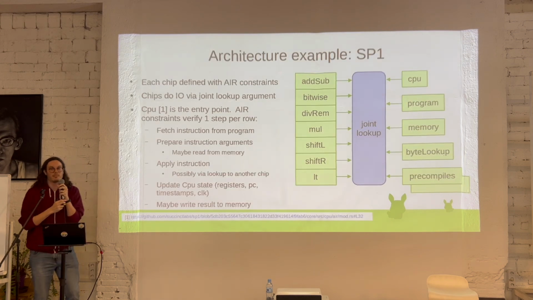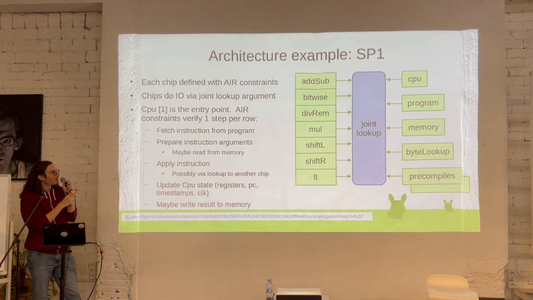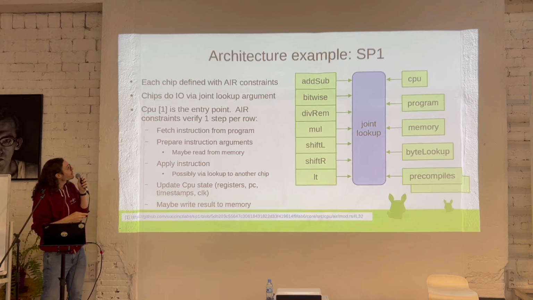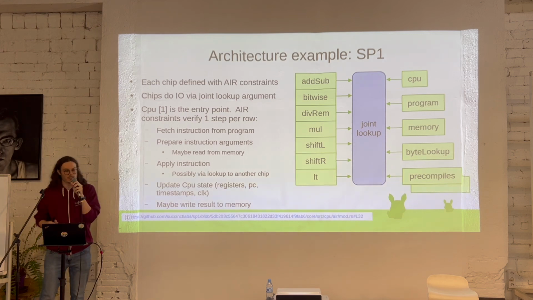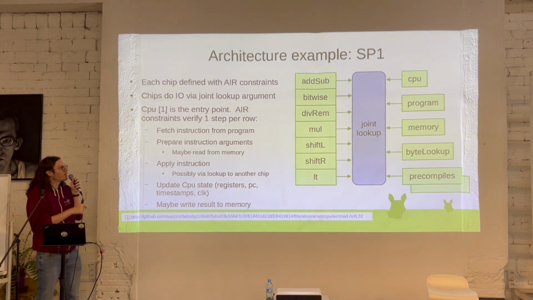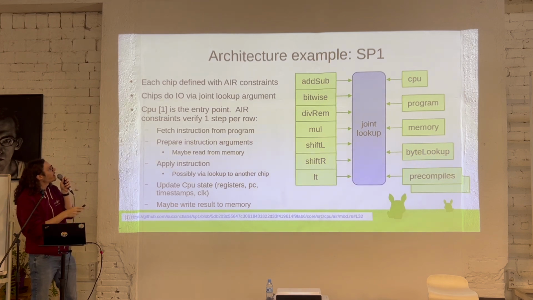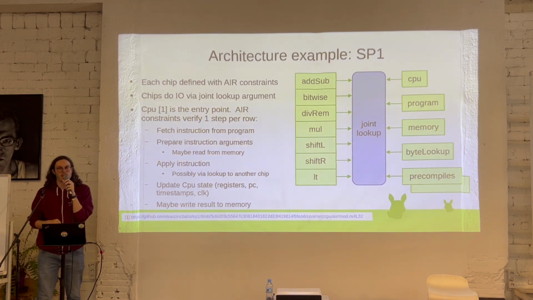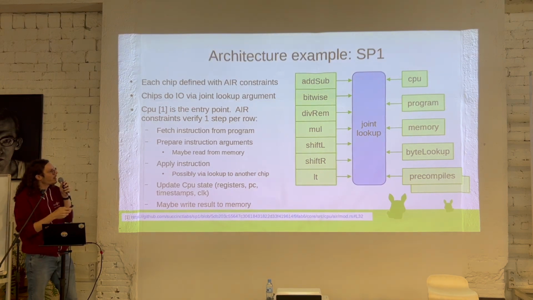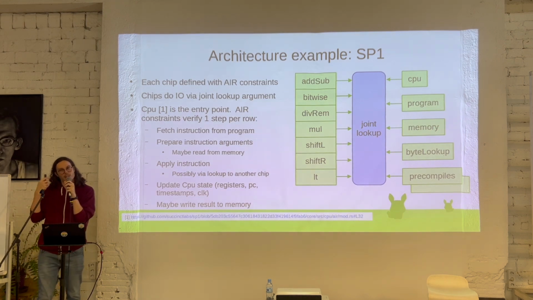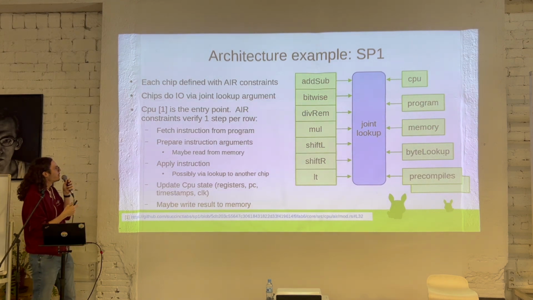So for a first example, this is how SP1 looks. SP1 is a RISC-V zkVM. All these green blocks are circuit blocks defined with AIR constraints. Each one has their own AIR constraints. And the idea is that they can talk to each other via lookup arguments, and all these lookups are joined into a single lookup argument. So the main entry point in SP1 is the CPU, and it executes or verifies 1 instruction per row.